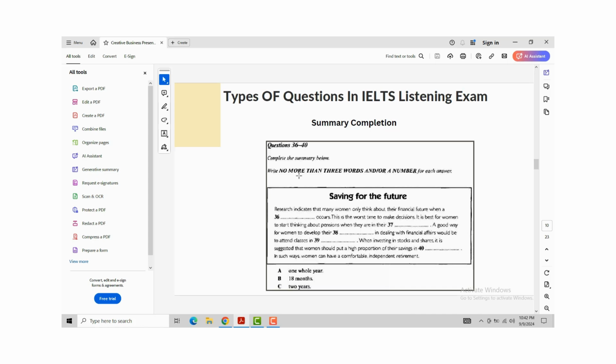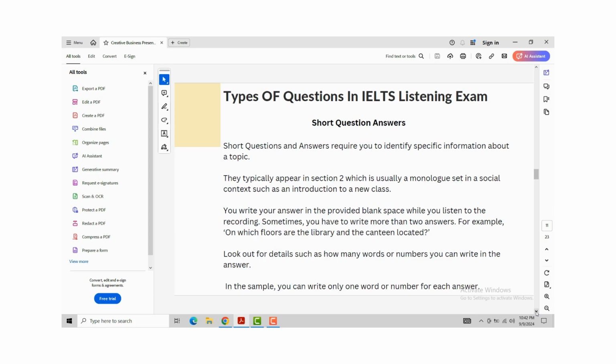It is very similar to sentence completion, but instead of individual questions, it is a whole summary which you have to complete by adding the missing words or filling in the blanks. Okay, got it? So moving on to the next type of question, the short answer question.